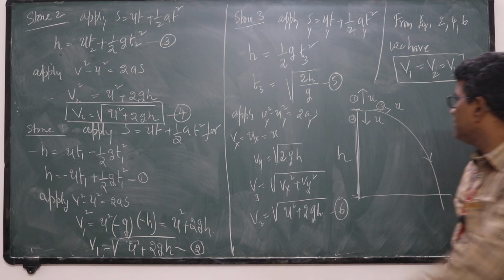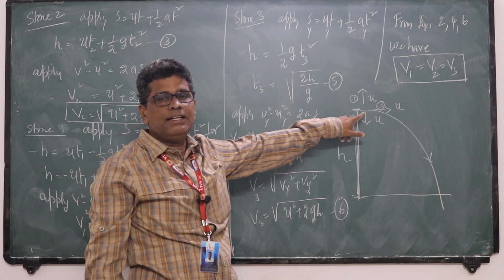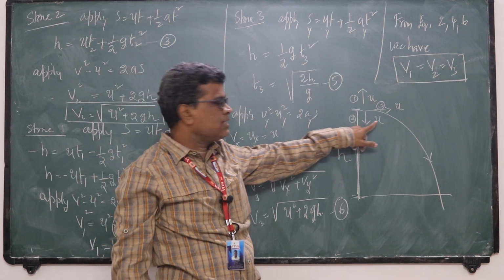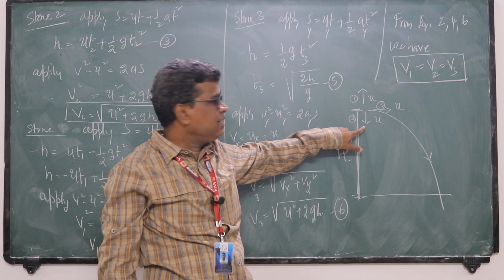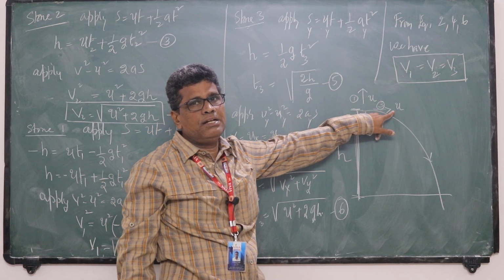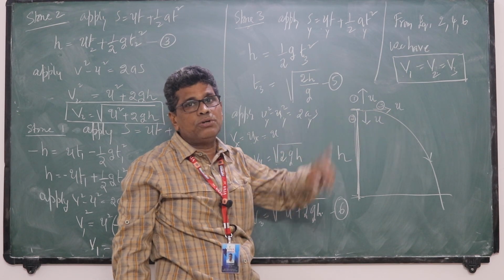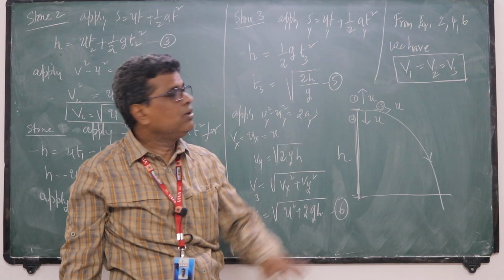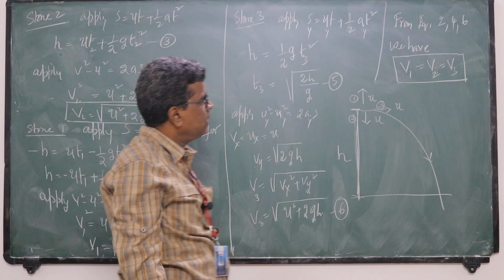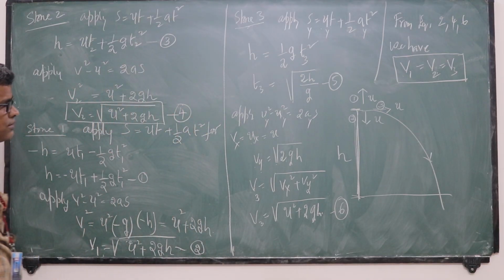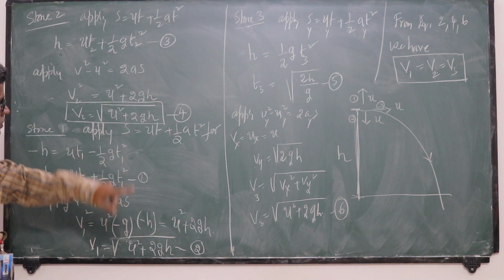What does it mean? If you project 3 objects simultaneously with the same initial velocities, one projected vertically up, another projected vertically down, the third projected horizontally, what is our conclusion? These 3 stones will hit the ground with the same velocity. That is the conclusion. Next, we want the relation between the times t1, t2, t3.